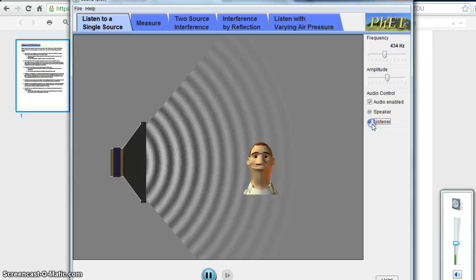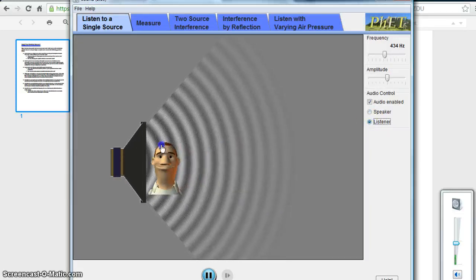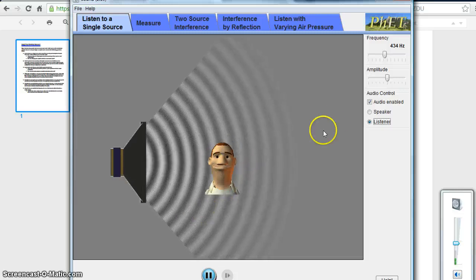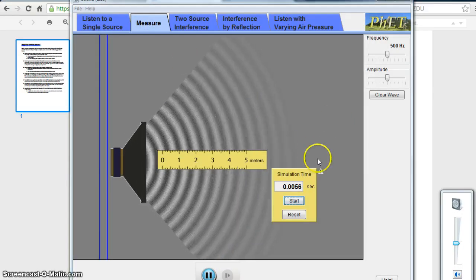Oh wait, we have to go to listener. We can see that the sound is far away, but when we go closer, it's actually there. Pause this. And if we go to measure, I already measured this a while ago.